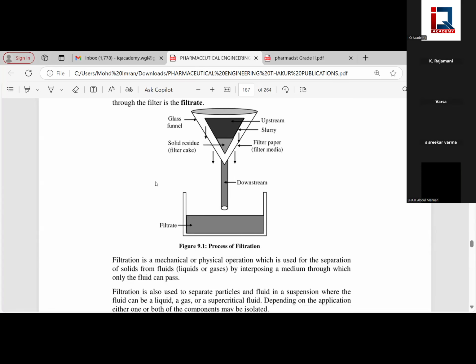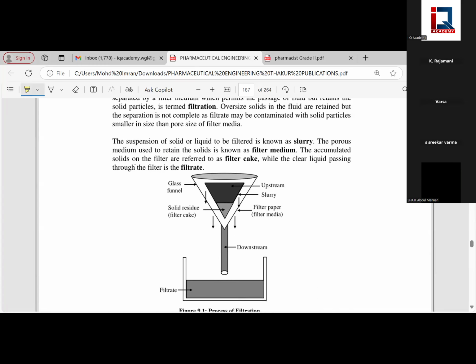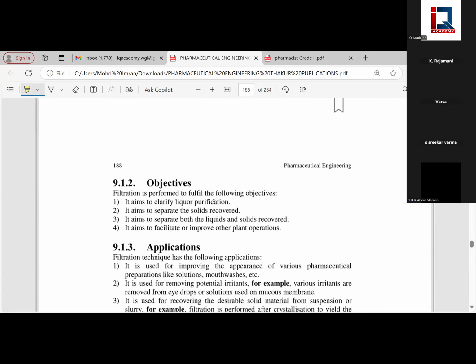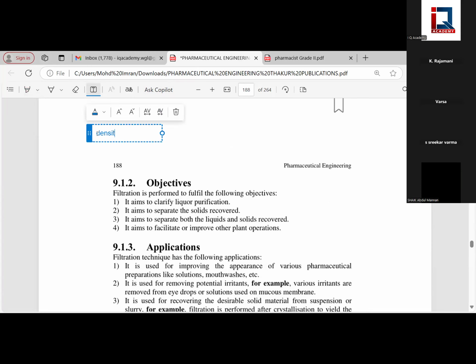Like centrifugation, like other unit operations, filtration is a separation technique. So here we are trying to separate the substances depending on their size. If we are separating the substances depending on their density, then we are going to use centrifugal force, centrifugation equipment. And luckily, we don't have that in our syllabus. And if you are separating depending on the particle size, then it is filtration.